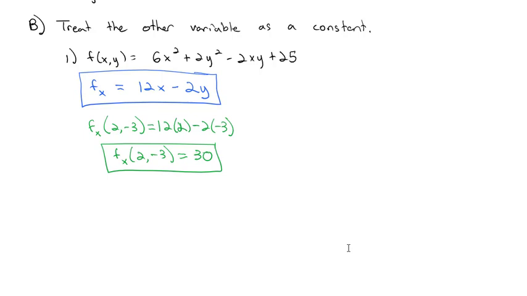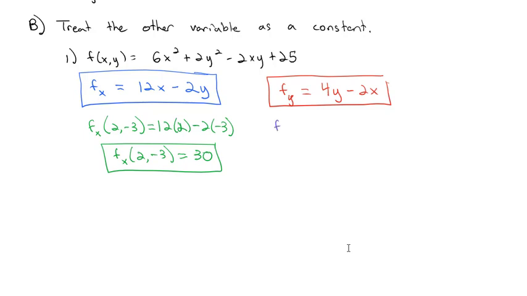Also, we could have found the partial with respect to y. Let's do that as well. When we do the partial with respect to y, we treat the other variable, the x, as a constant. So 6x squared is a constant. Its derivative is 0. Then we have 2y squared. Its derivative is 4y. Then we have negative 2xy. Remember, the negative 2x we're going to treat like a constant. It just comes along for the ride. And the derivative of y is just 1. Then the derivative of 25 is just 0. And so we have our partial derivative with respect to y being 4y minus 2x.